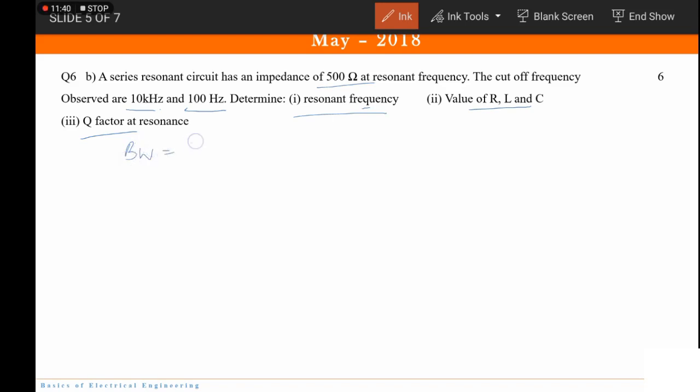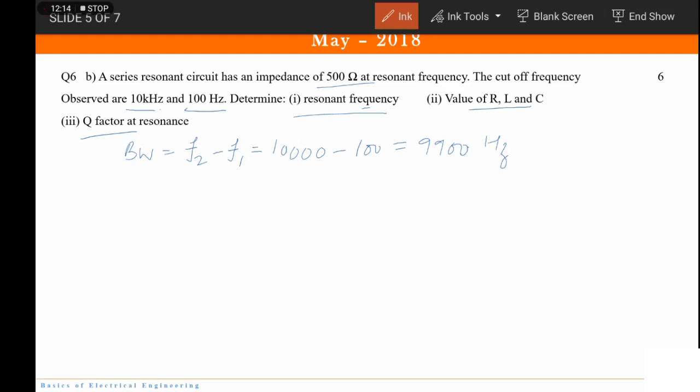Now the bandwidth, what do you mean by bandwidth? It is the difference between higher cutoff frequency and lower cutoff frequency. So higher cutoff frequency is given as 10 kilohertz, so it is 10,000 hertz minus lower cutoff frequency, 100 hertz. So it means that bandwidth comes out to be 9900 hertz. Right?